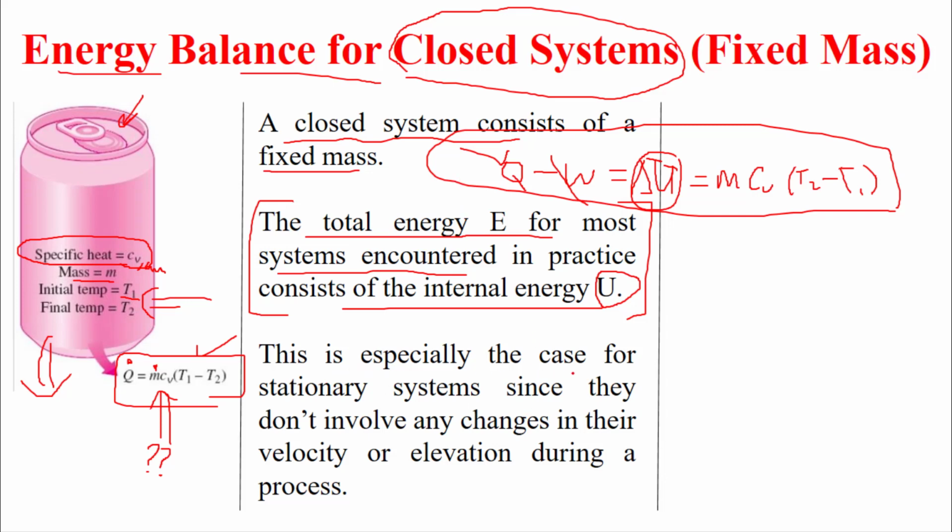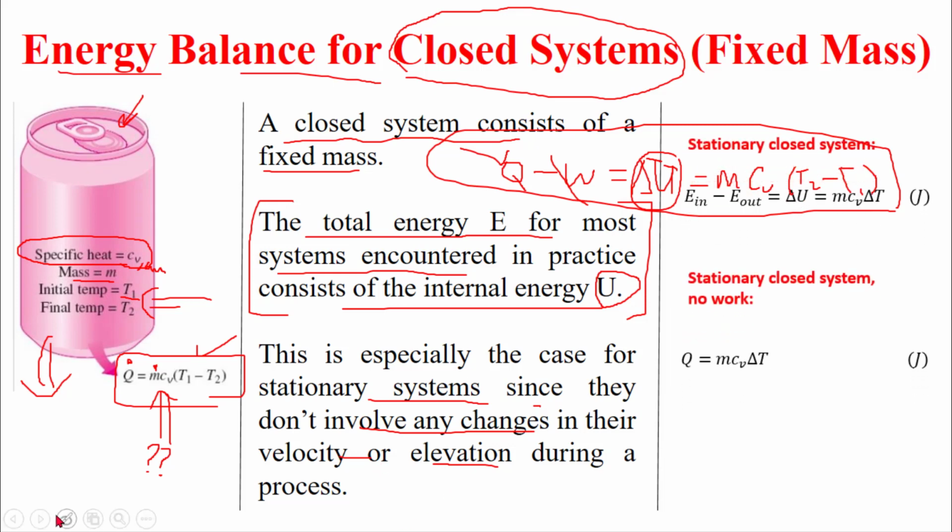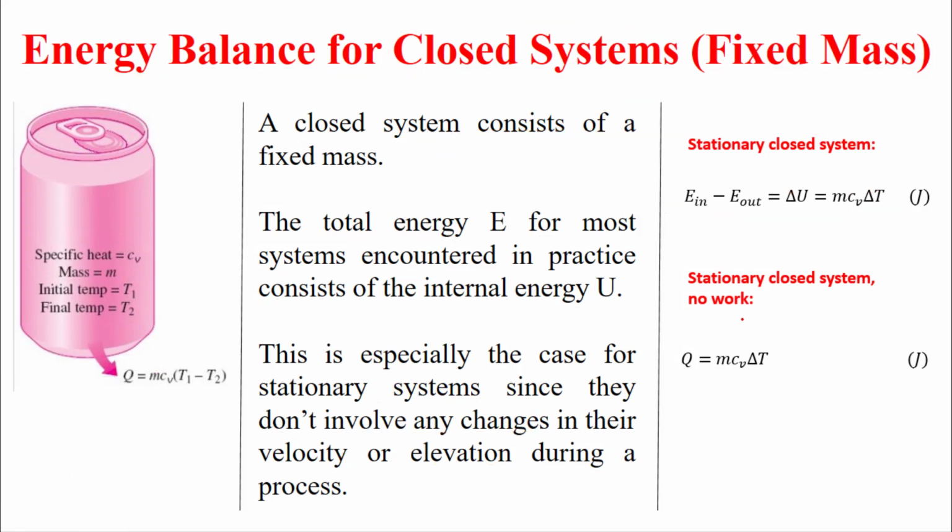This is especially the case for stationary systems, since they do not involve any change in their velocity or elevation, so there is no kinetic or potential energy. As a result, we benefit from the first law and can write it in this form. We can still benefit from this form, not necessarily the previous one, or we can use either. So you can say Q in minus Q out, plus E generated, equal delta U. You can still use both.